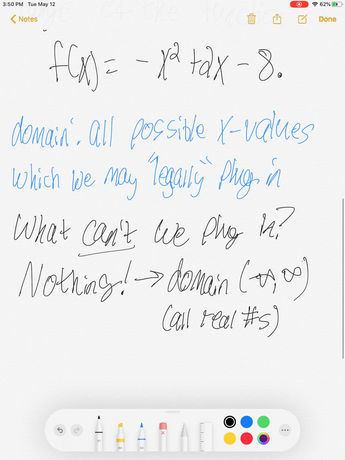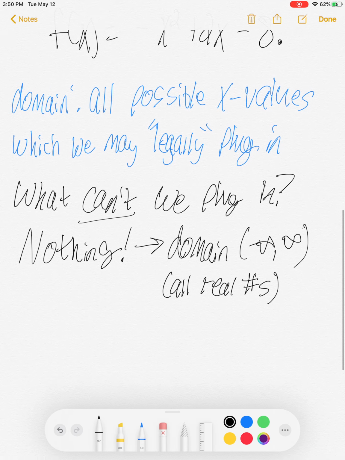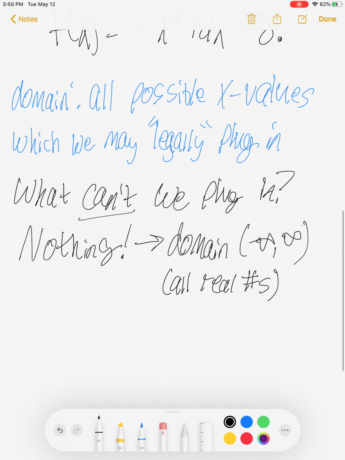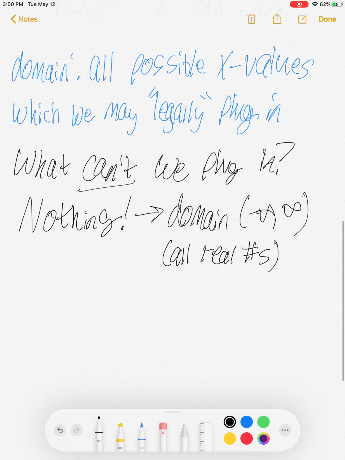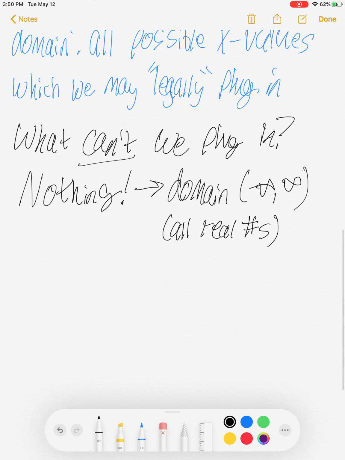Okay, so that's our domain. That's not so bad in this case. Sometimes it can be more complicated, but in this case, that's fairly straightforward. Okay, so let's look at the range. Let's do range in red because alliteration.